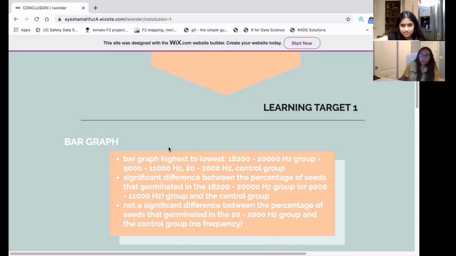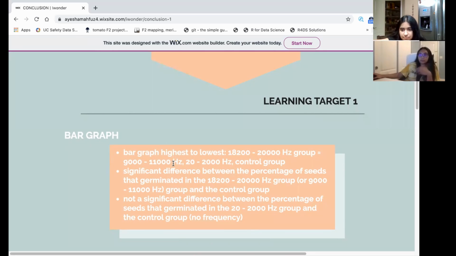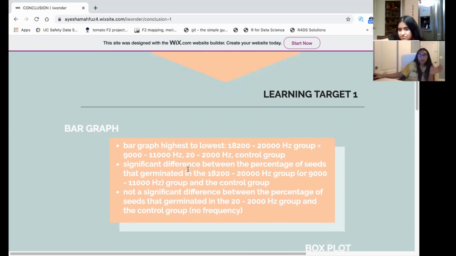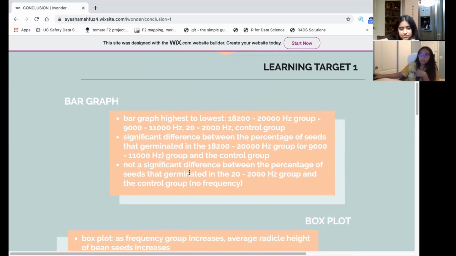But there was not a significant difference between the percent of seeds that germinated in the low frequency group and the control group. So we grouped it together: the 2 highest frequency groups had an effect on the percentage of seeds that germinated, and the control group and the low frequency group had a lower percentage of seeds that germinated.